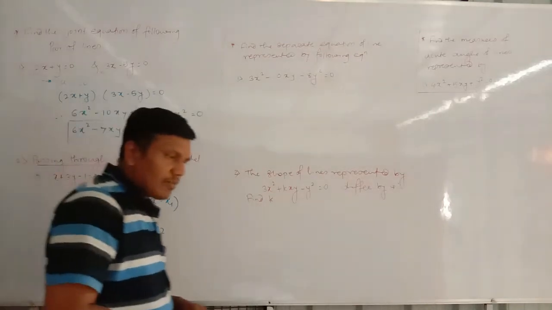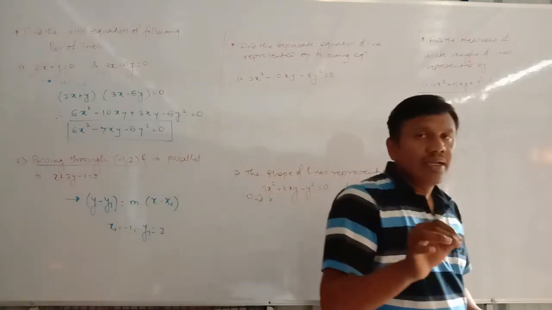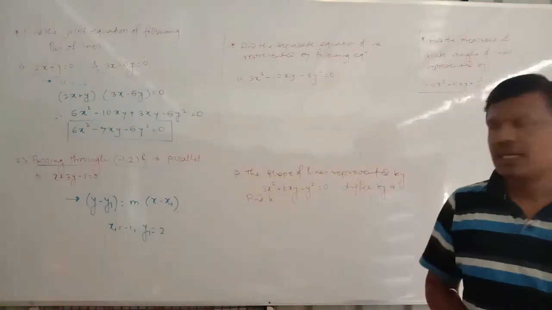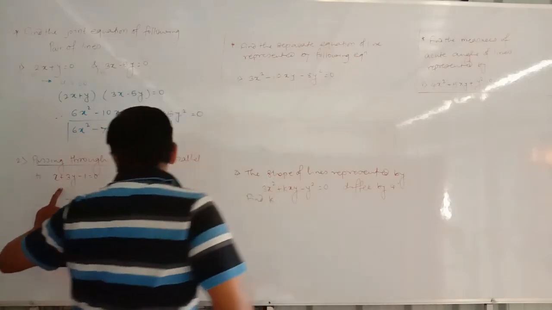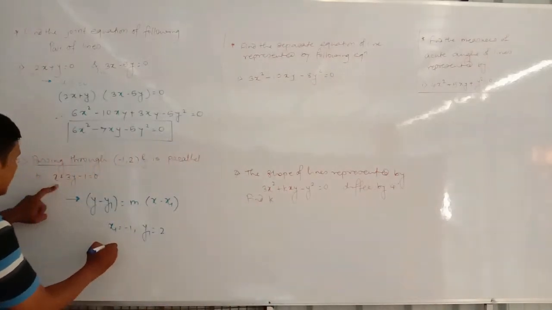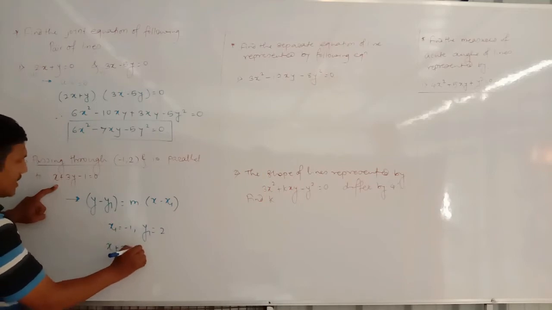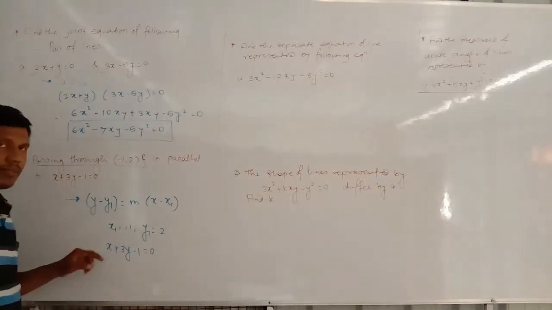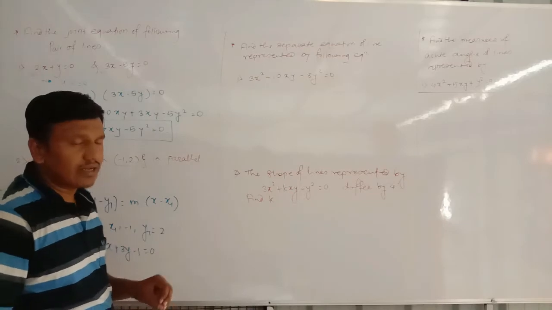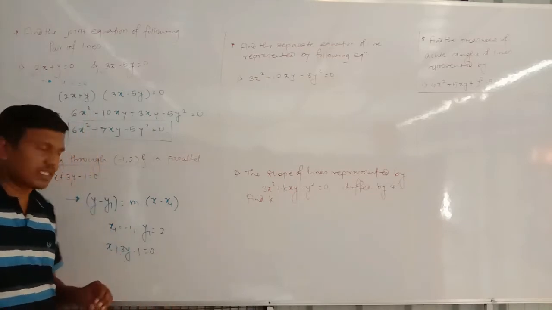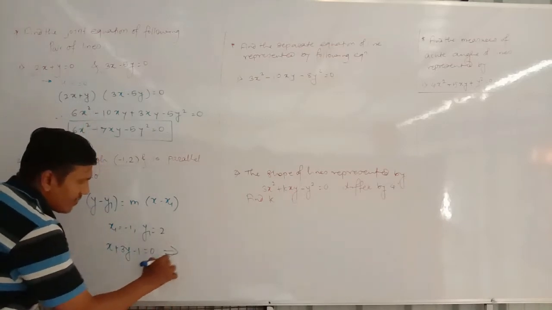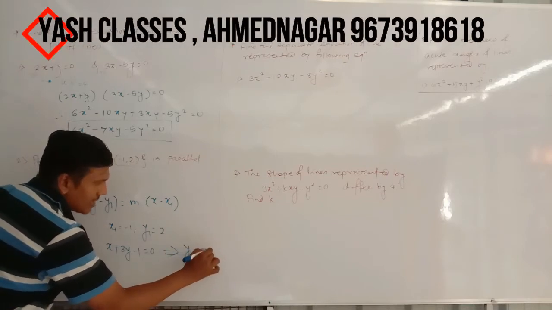Now see, if two lines are parallel to each other, then their slopes are equal. From here we get the slope of the line. For x + 3y - 1 = 0, the standard form of a line is y = mx + c, so here we are going to convert this into y = mx + c.